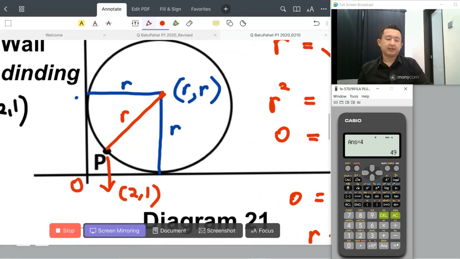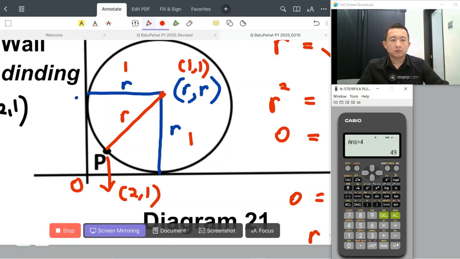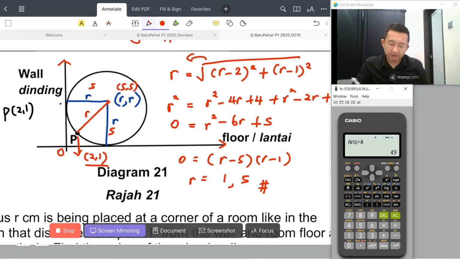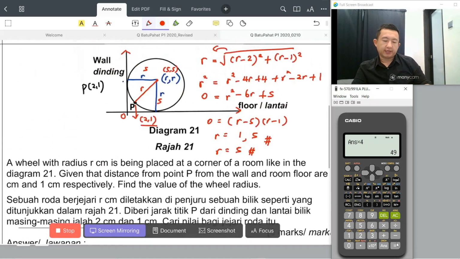We check. Let's say the radius is 1, so this is 1, this is 1. Then the center point is (1, 1). Is it logical? Does it make sense? The coordinate for P is already (2, 1). Can the center of the circle be (1, 1)? No, it does not make sense. But what if I take the answer of 5? The radius is 5, the coordinate for the center point is (5, 5). Make sense or not? Can? So 5. You have to say the radius equals 5. You do not include the answer for 1. It does not make sense. Okay, that's it.